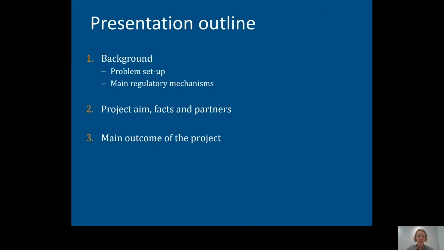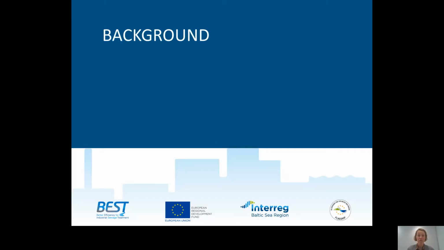The outline for my presentation is as follows. We will go through the background, describing the problem setup and main regulatory mechanisms. I will show you the project aim, facts and partners, and then end with the main part of the presentation, the outcome of the project. So let's start with the background.